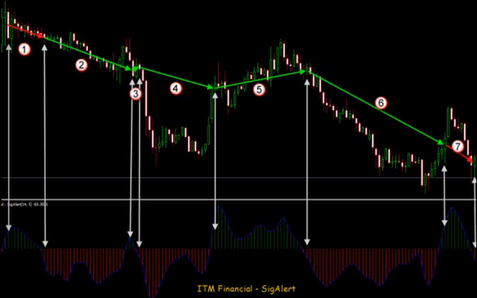So this seems to be too nice to be true. Can it really be that simple and easy? I must insist, no, it isn't. As we mentioned before, you have to factor in more variables before you trade. But on the other side, if those other factors support the ITM Financial SigAlert signal we get, then we are on a pretty sure path. And remember to set your stop loss.